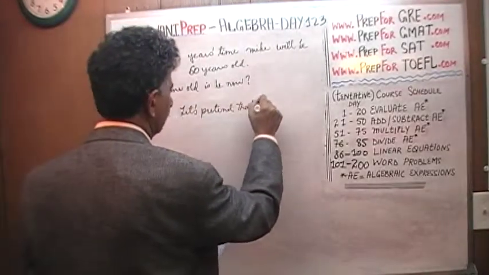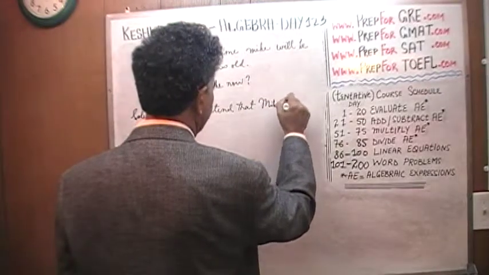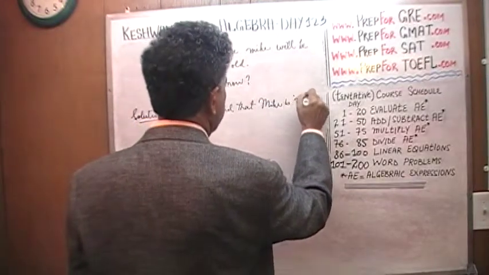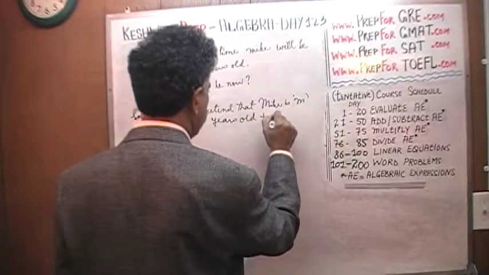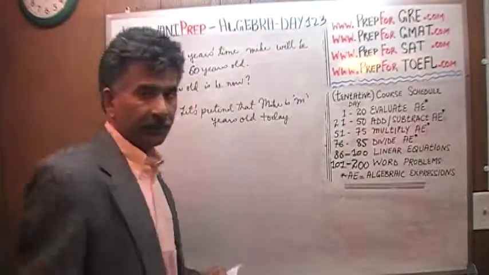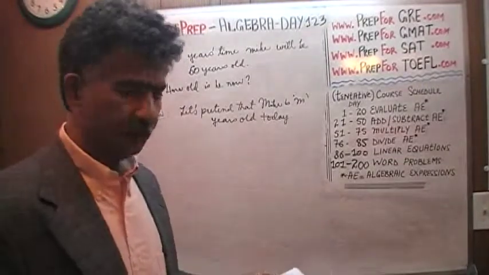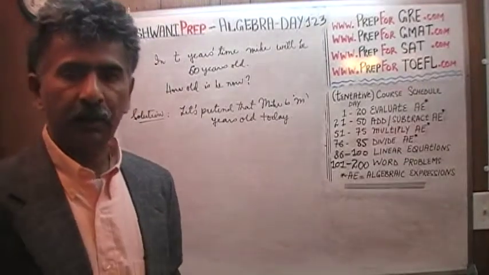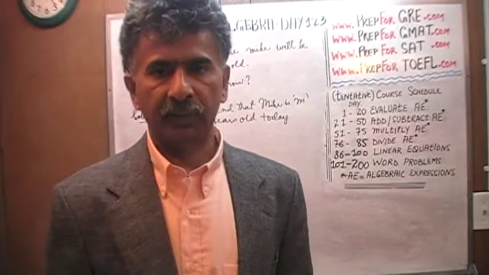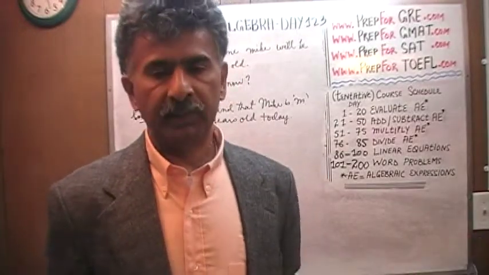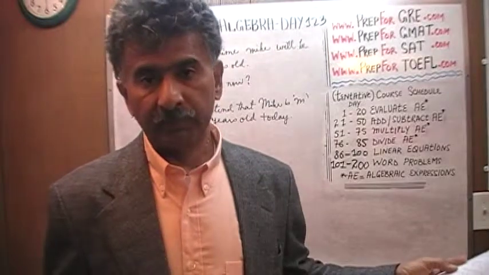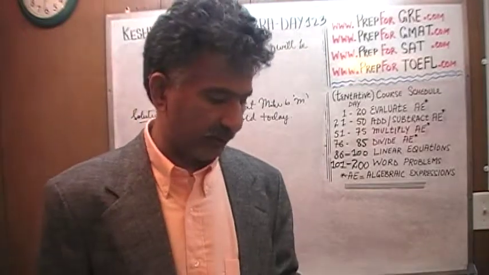Let's pretend that Mike is M years old today. We're just pretending it, okay? We're going to pretend that he is M years old, and based on that we're going to come up with some algebraic expression, and when we have that algebraic expression we're going to solve it for M, and that's going to be our answer, because M represents his current age, his present age.